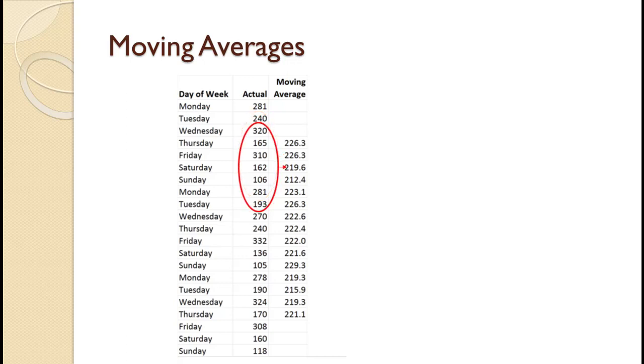For the third moving average, 320, 165, 310, 162, 106, 281, and 193 all average to 219.6. For the fourth moving average, 165, 310, 162, 106, 281, 193, and 270 all average to 212.4. For the fifth moving average, 310, 162, 106, 281, 193, 270, and 240 all average to 223.1. The remaining moving averages are computed the same way.